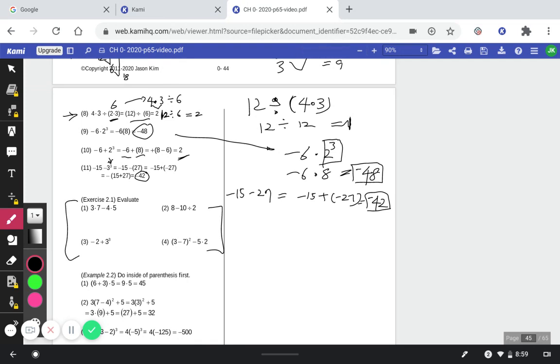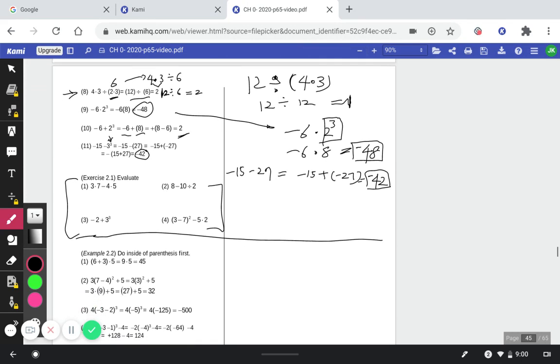Now please do exercise 2.1, evaluate each order of operation. Pause your video, do 4 questions. After you finish them, check your answer at the end of each section, and then continue to the next lesson. Please pause your video now.